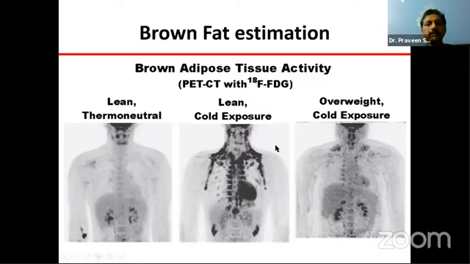This is now considered one of the methods to reduce obesity: we can convert the white fat into brown fat so that it generates more heat and the patient becomes less obese over a period of time.